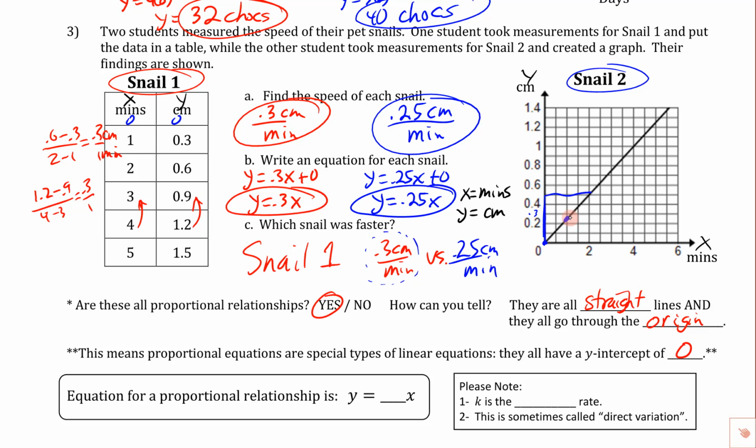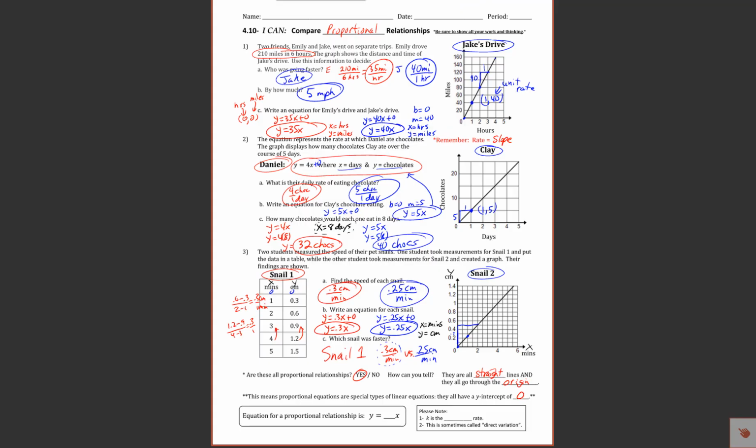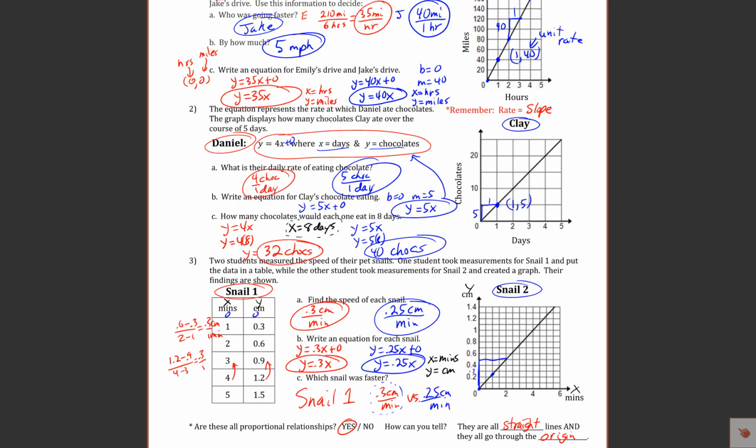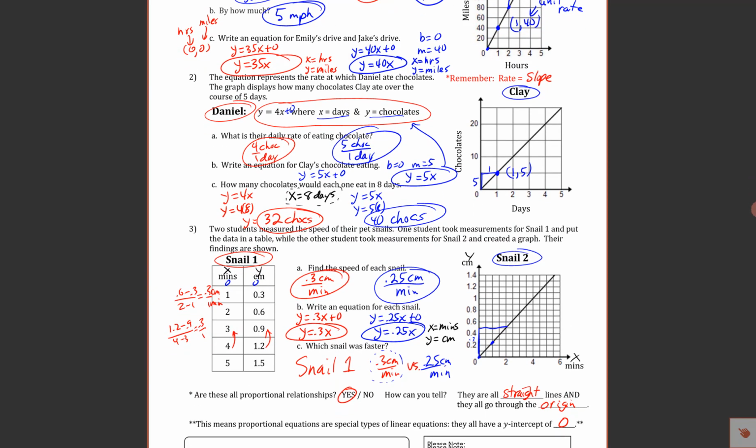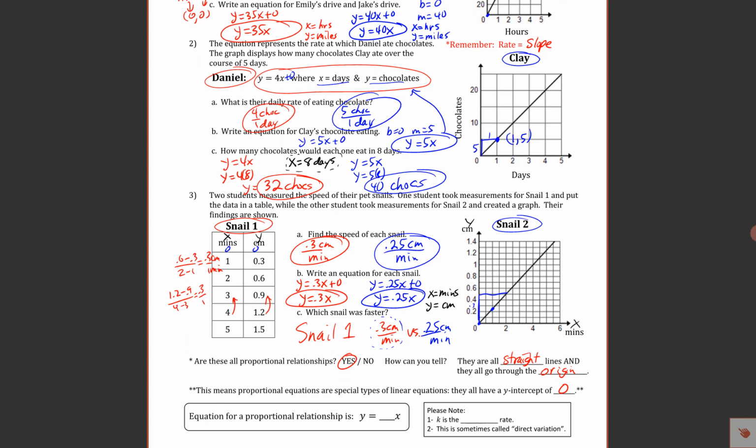Now I hope you notice something about every single one of these equations. So let me blow that up just a little bit so we can see what's going on here. Look at every one of the equations. y equals 35x, y equals 40x, y equals 4x, y equals 5x. Let's see, and on this one, y equals 0.3x and y equals 0.25x. So whenever we have a proportional relationship, it's always going to look like this.